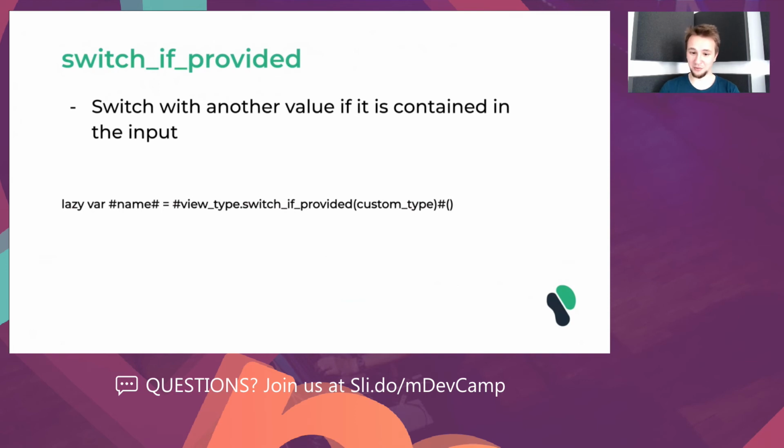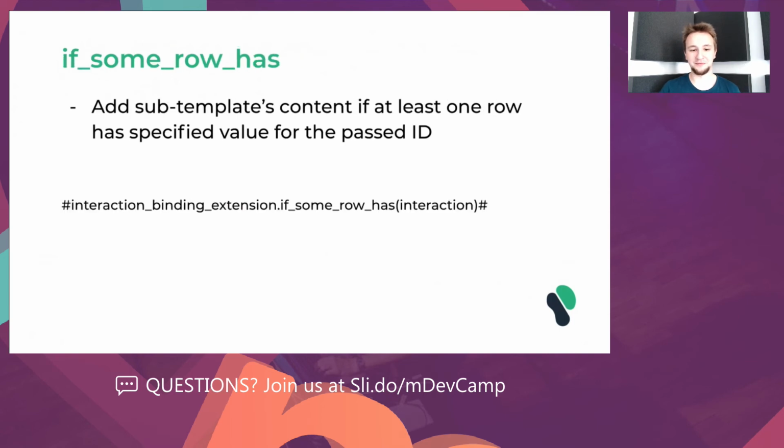Switch if provided. Again, as we can see in the example, the view type switch if provided custom type basically says use view type subtemplate content, and view type is in this case a row field. So place the view type there, and if custom type is provided, use that instead. So you can make this nice decision process incorporated in the template itself.